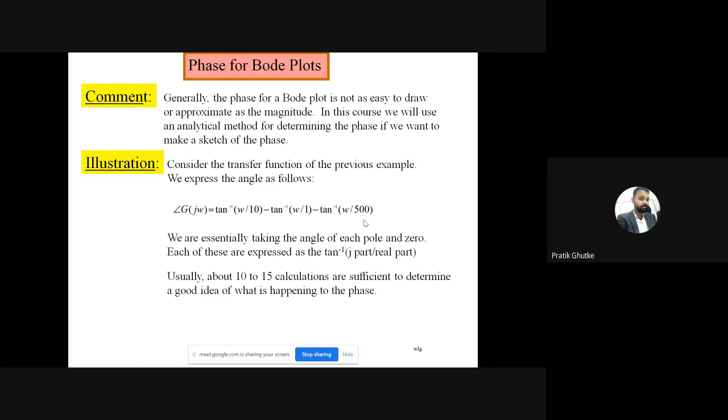So what is the comment? Generally, the phase plot of a Bode plot is not easy to draw, unlike the approximate magnitude plot. In this course, we will use the analytical method for determining the phase.